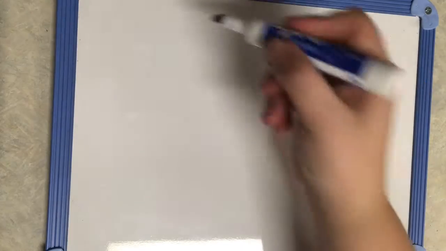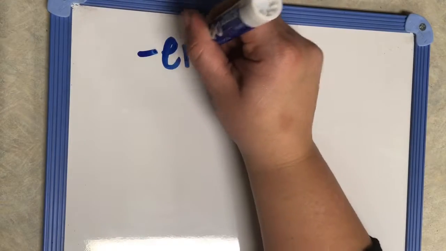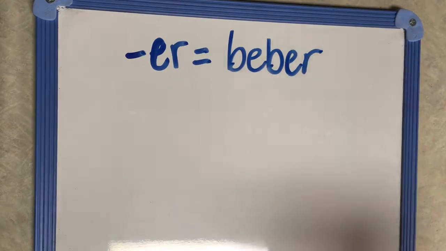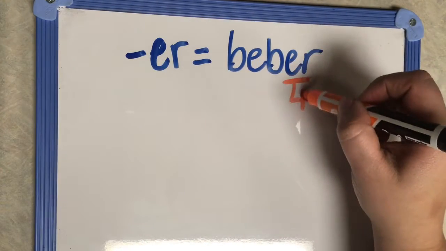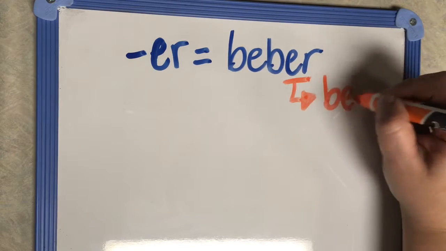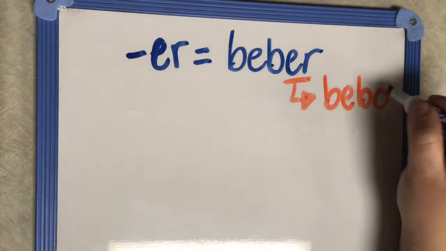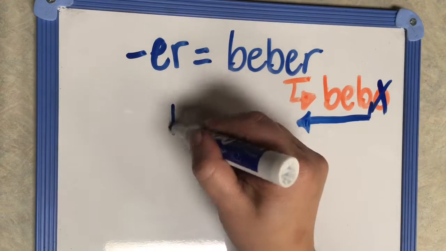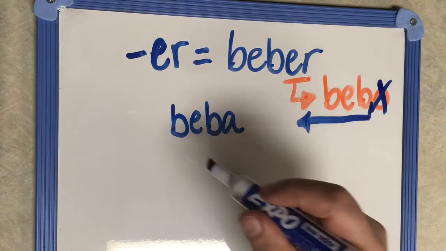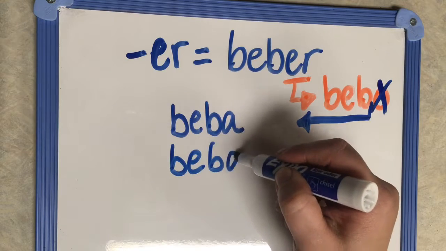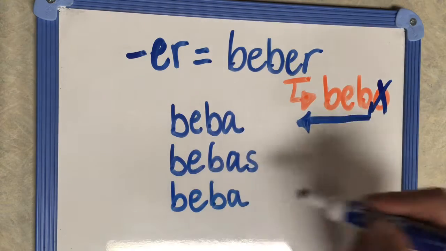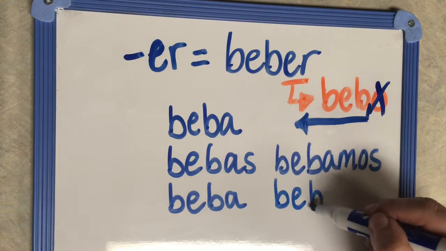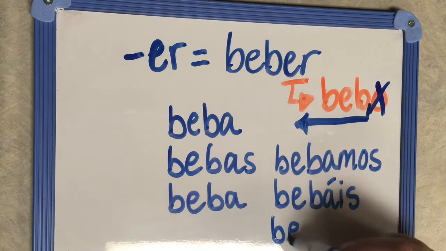Now let's look at an ER example. Let's go ahead and use the verb beber. The yo form of the verb beber in indicative present tense is going to be bebo. We will drop that O, just like we did with commands, and now we will take that stem and add the opposite ending. Yo beba, tú bebas, él, ella, usted beba, nosotros bebamos, vosotros bebáis, and ellos, ellas, ustedes beban.